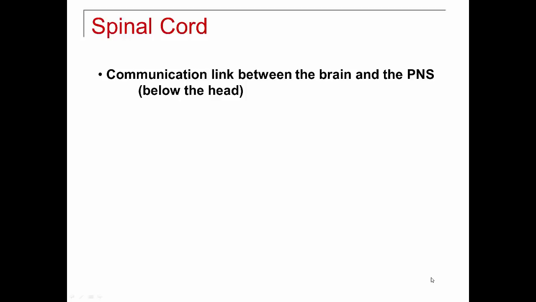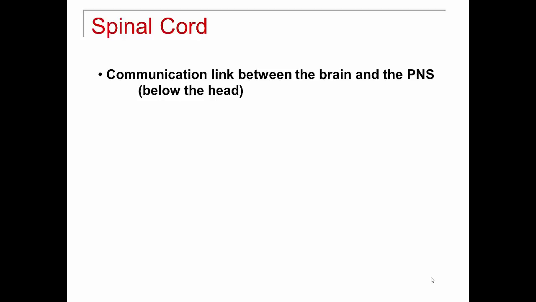The spinal cord is our communication link between the brain and the peripheral nervous system. If you think of the nervous system as a road map, the spinal cord is sort of a superhighway where all the roads converge in an organized way to get to the brain or other parts of the body. It's providing a pathway for nerve impulses.